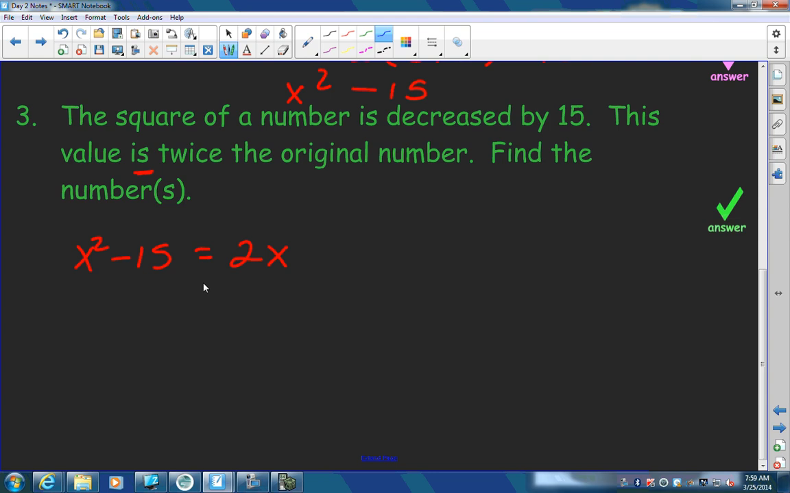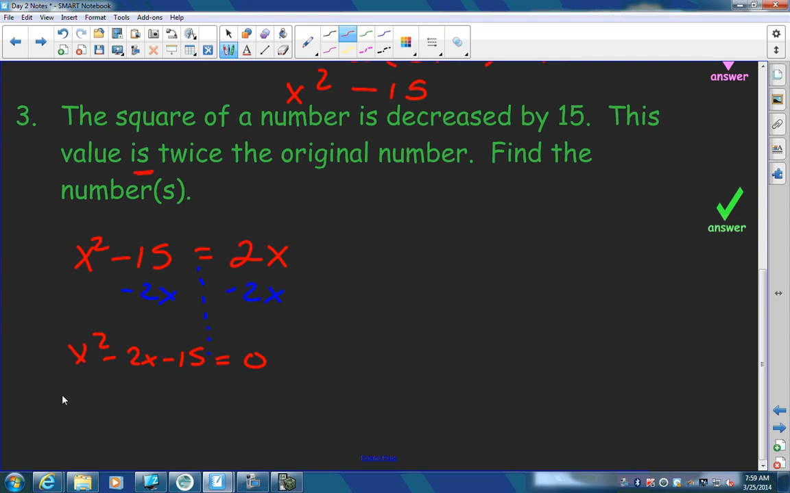So now from here, let's subtract 2x from each side. I get x squared minus 2x minus 15 equals 0. Now, does this one say anything about length and width? It doesn't. It just says numbers, right? Those numbers can be positive and negative, guys.